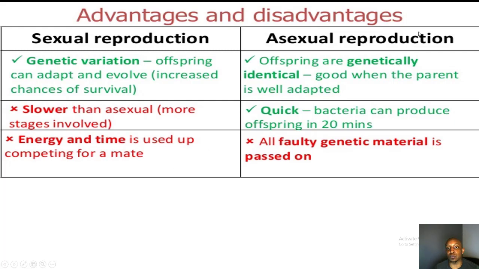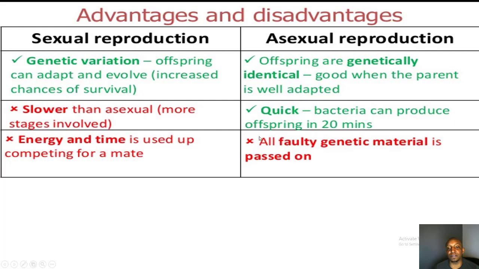Now let's look at asexual reproduction. So benefits of asexual reproduction would be offspring are genetically identical, and this is good when the parent is well adapted. And then since they're genetically identical, it's quick. So bacteria can produce offspring in 20 minutes. So since they're genetically identical, they can just make exact copies of themselves, and it's very quick, and they don't have to use a lot of energy and time.